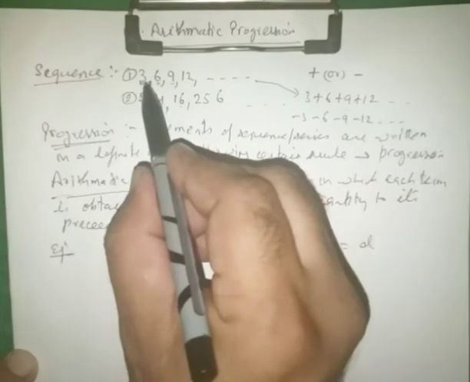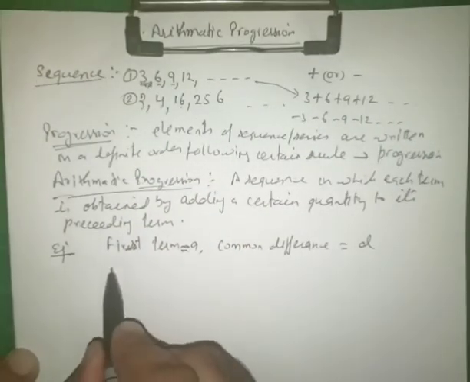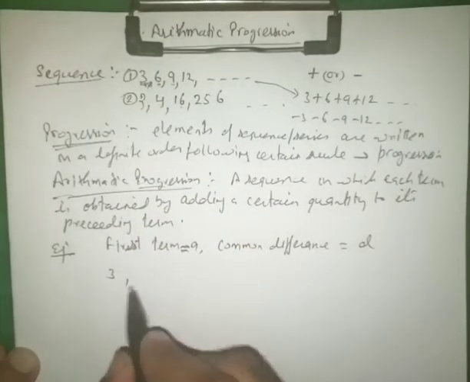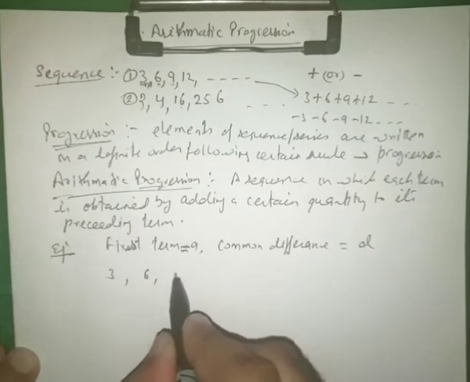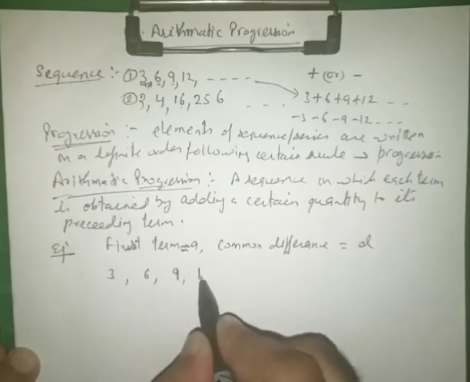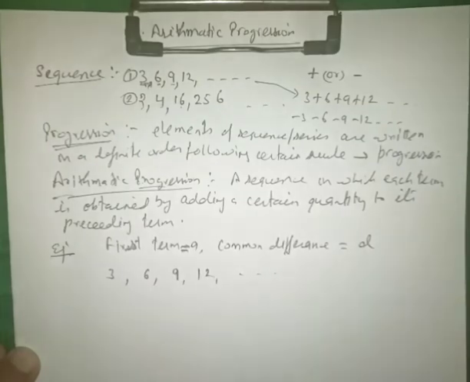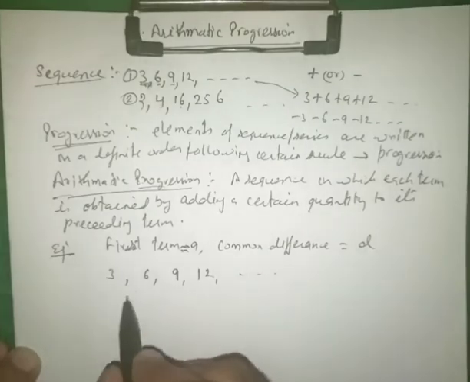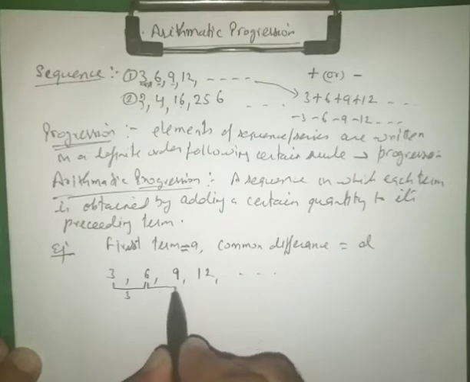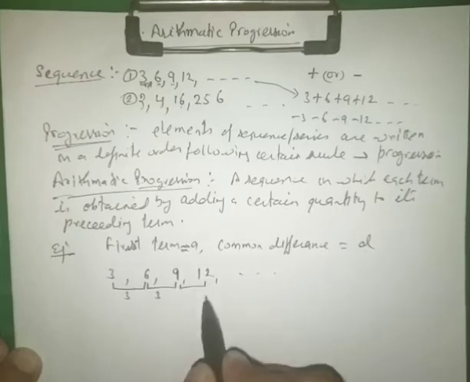Then have a look, from the first example only I am taking now. I am adding 3, 3 plus 3 will be 6, plus 3 it is 9, and then it is 12, and so on. Now what is the common difference here? So the common difference here is 3. Here also the difference is 3, and here also the difference is 3.